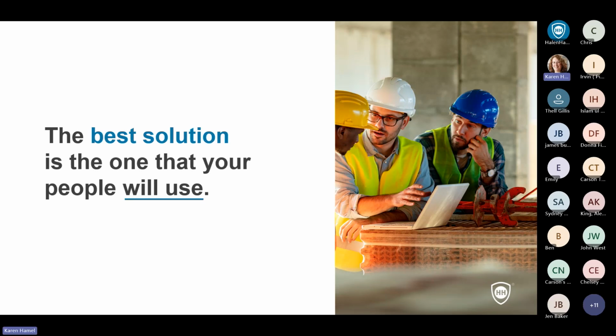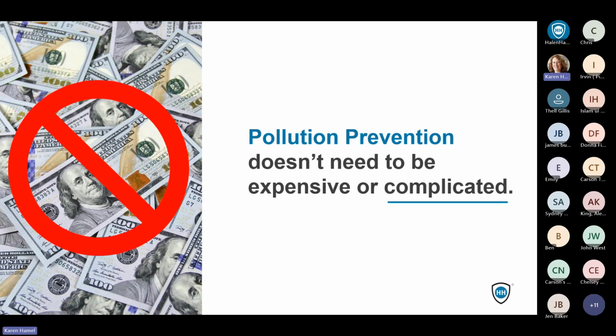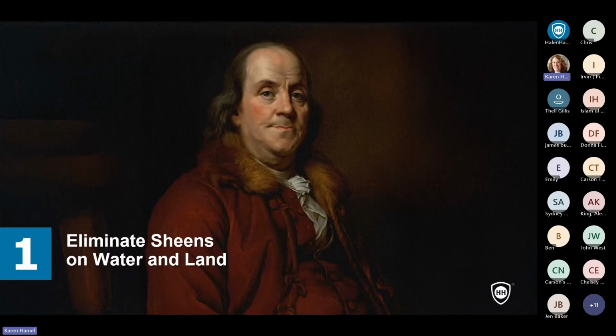And finally, one of the third truths is that your pollution prevention solutions, your best management practices, don't need to be complicated. They don't need to be expensive. They should be things that are not going to break the bank for you. They should be things that you can implement easily on a routine basis and that anyone within your production staff can take care of. So let's look at a few of those today.